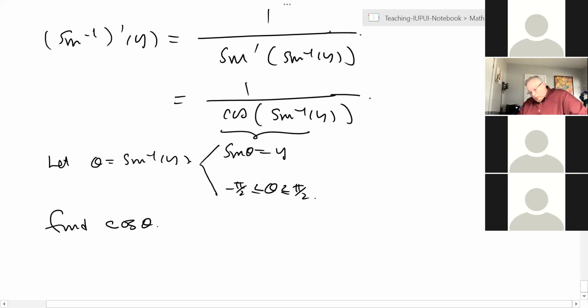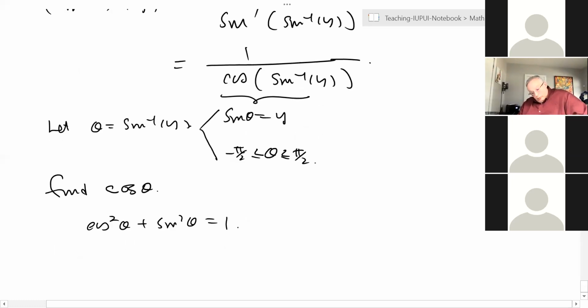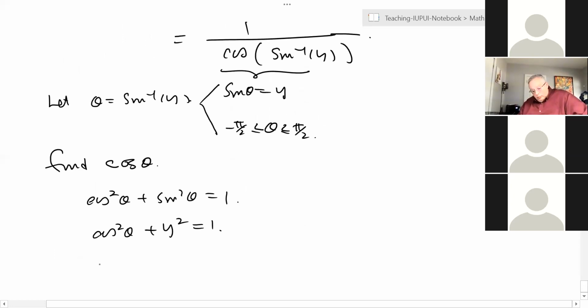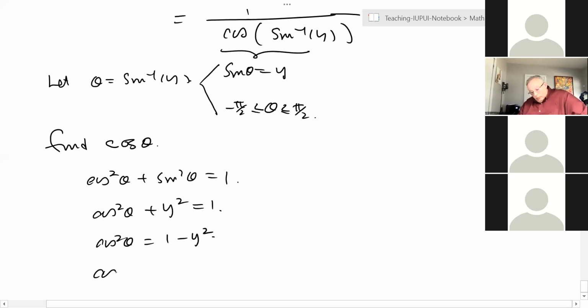Well, if you know sine theta, you can get cosine theta, right? Why? Because cosine squared theta plus sine squared theta equals 1. Sine theta is y, so cosine squared theta plus y squared equals 1. Then cosine squared theta equals 1 minus y squared. Then you have to solve for cosine theta, and it's plus or minus. But you already know that theta is between negative pi over 2 and positive pi over 2, so cosine theta is going to be positive. So you only take this. There's no negative sign.